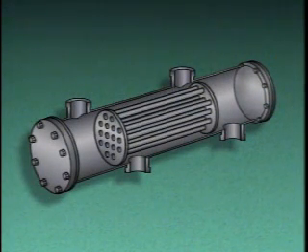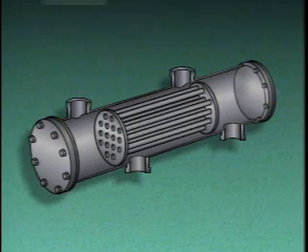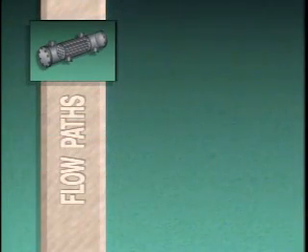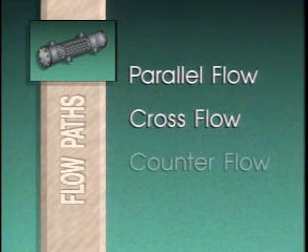Besides the number of passes, the flow paths inside a heat exchanger can also be used to categorize types of heat exchangers. There are three general categories for the flow path through a heat exchanger: parallel flow, cross flow, and counterflow.